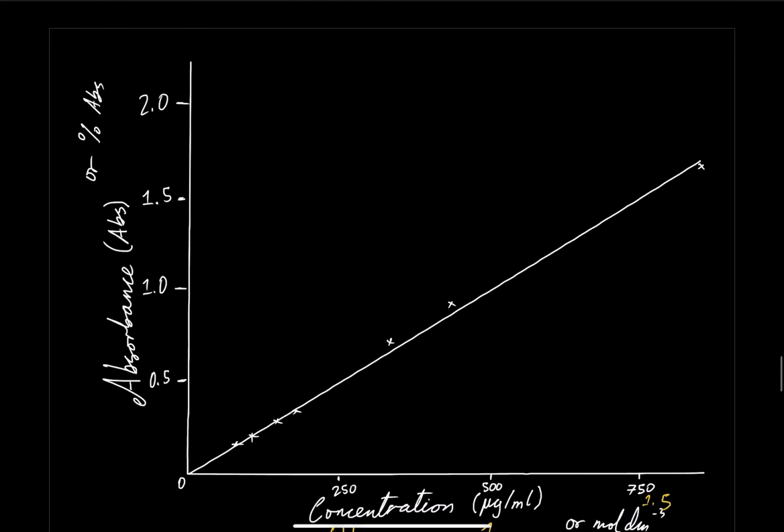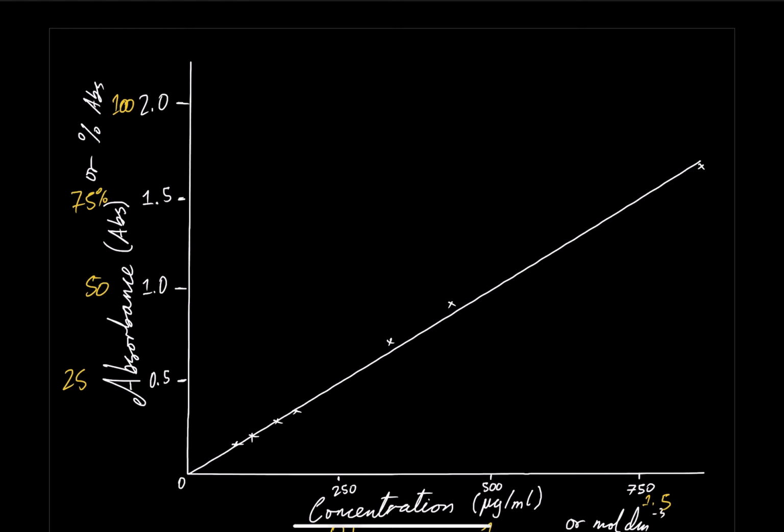So 100%, 50%, 75%. This is probably too confusing. Probably shouldn't have done that, but you can see the absorbance of light as a percentage.